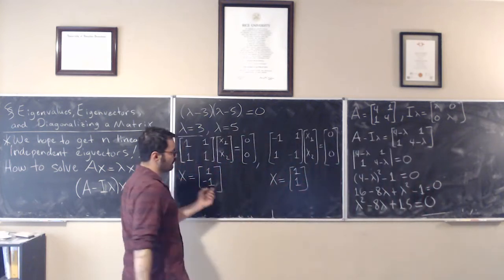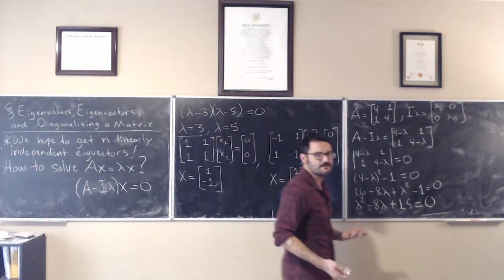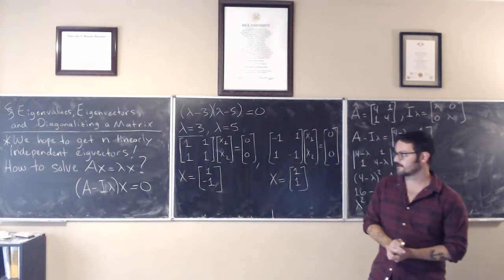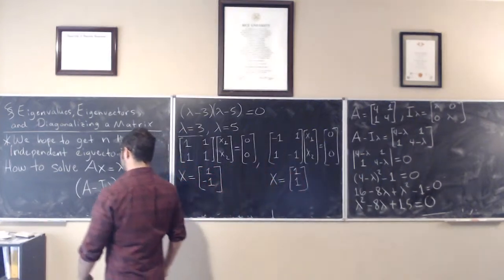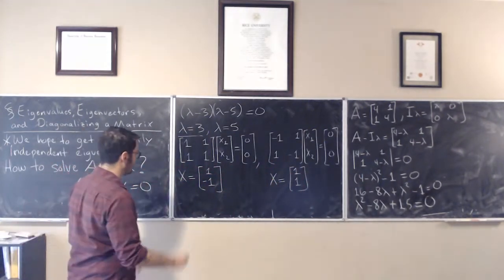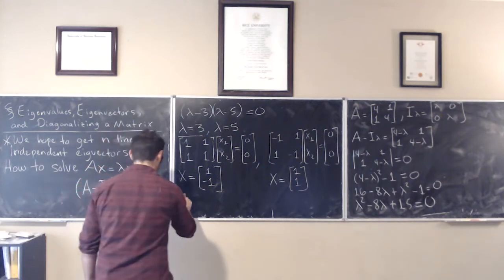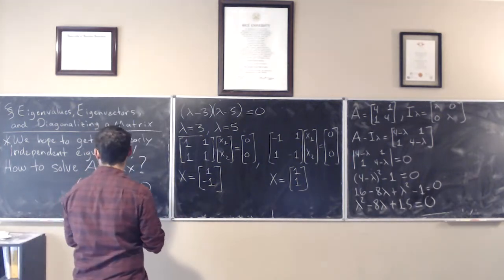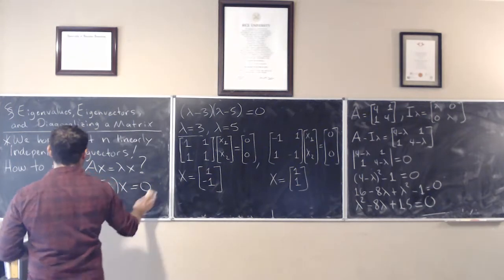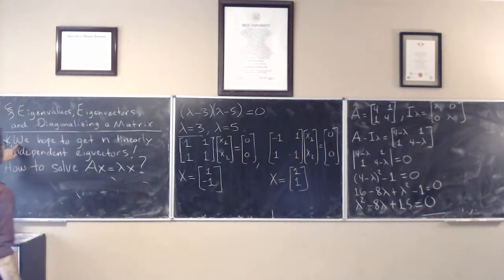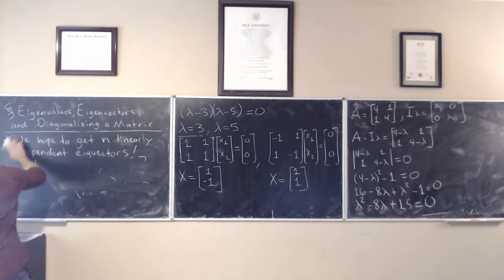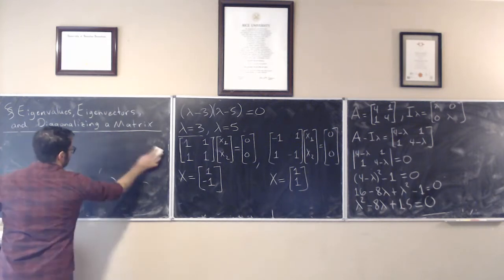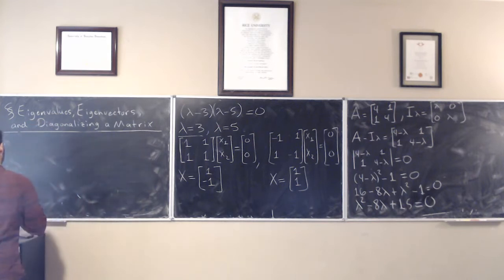But also any multiples of these would also be eigenvectors, right? But these happen to be linearly independent from each other. In fact, this is a very important note. Back to this question here, we hope to get n linearly independent eigenvectors. I'll keep this on the board for the rest of the lecture.